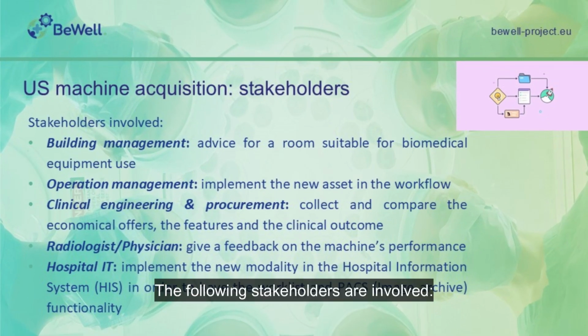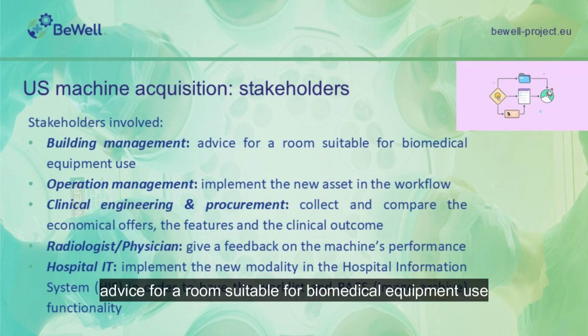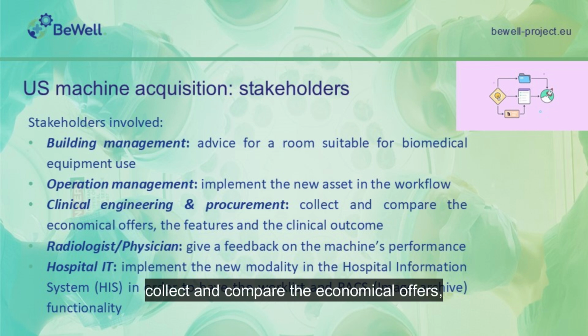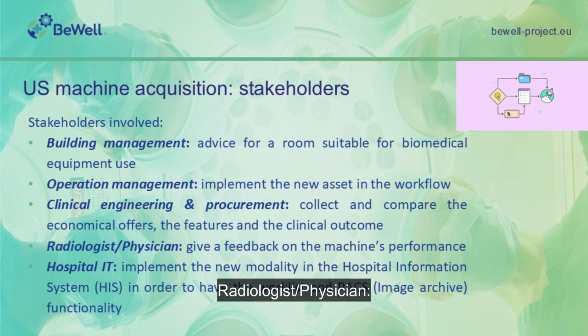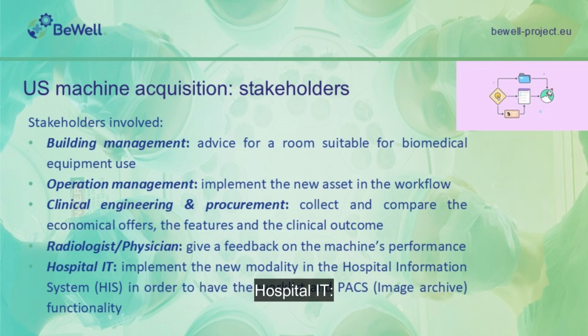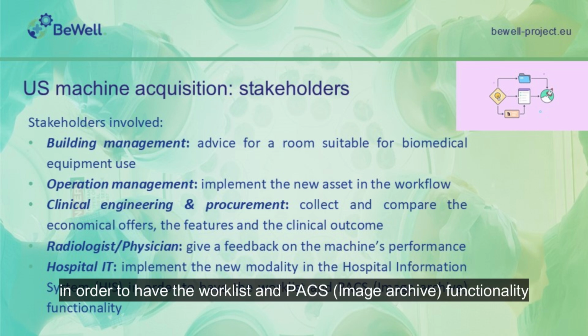The following stakeholders are involved. Building management: advice for a room suitable for biomedical equipment use. Operation management: implement the new asset in the workflow. Clinical engineering and procurement: collect and compare the economical offers, the features, and the clinical outcome. Radiologist, physician: give feedback on the machine's performance. Hospital IT: implement the new modality in the hospital information system, HIS, in order to have the work list and PACS, image archive, functionality.